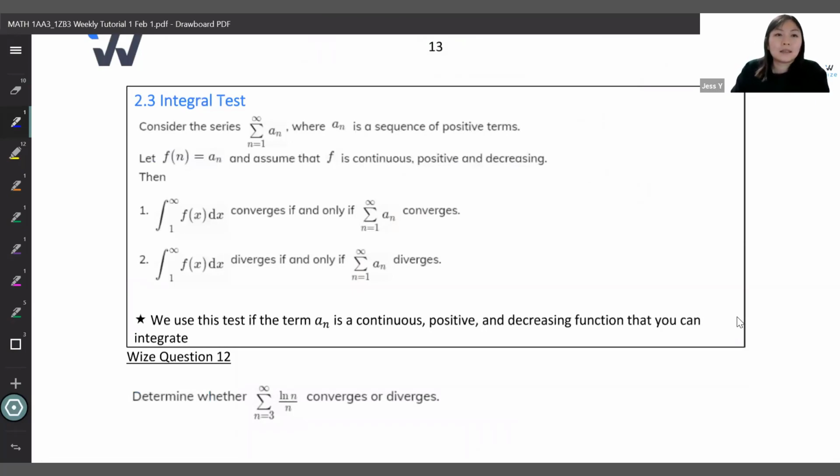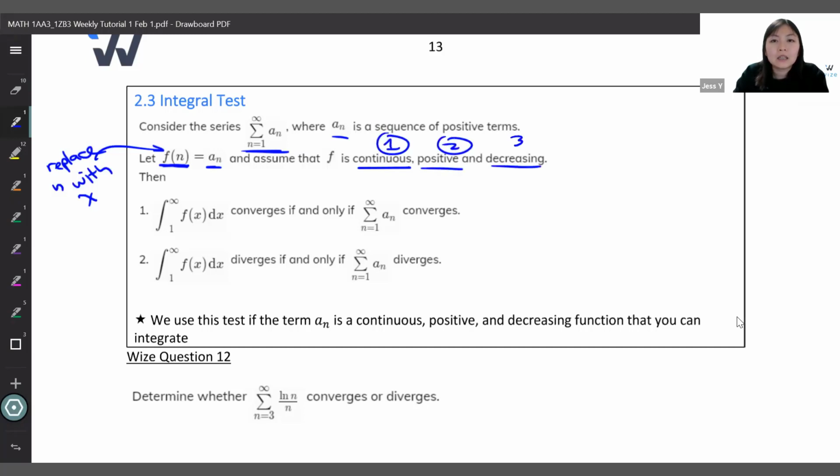So this is what the integral test says. You have some series where you're adding up a1, a2, a3, all the way up to a infinity, where an is a sequence of positive terms. What we're gonna do is let f(n), a function, be an. So we're gonna let a function be your terms. Essentially what this is saying is we are going to replace n with x. And that's how you get a function in terms of x, okay? And we wanna check that f is continuous, positive, and decreasing. That is very important. If your function is not continuous, positive, and decreasing, we can't use the integral test, okay?